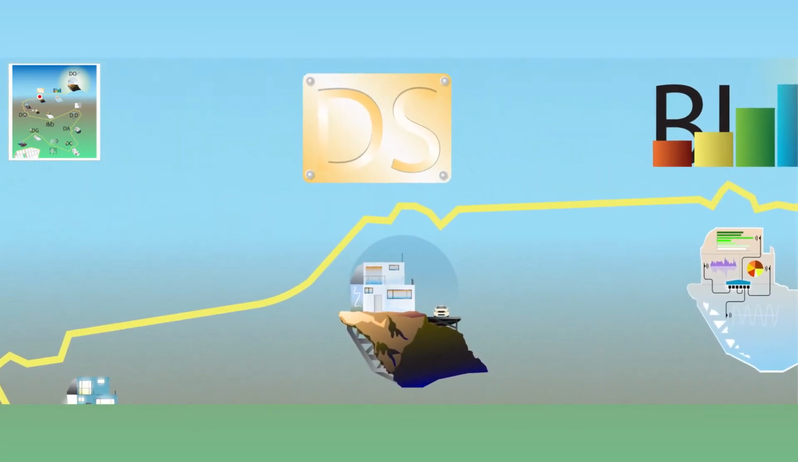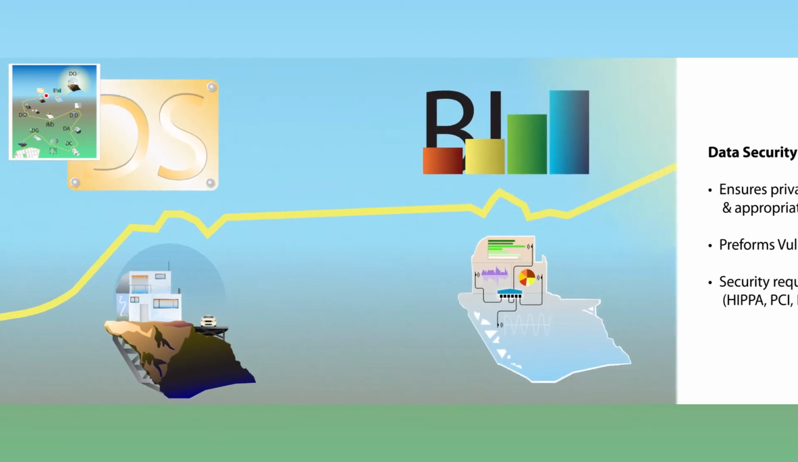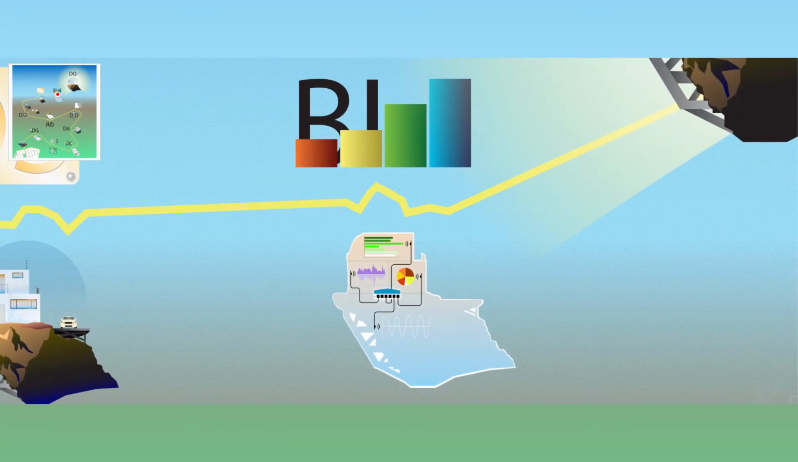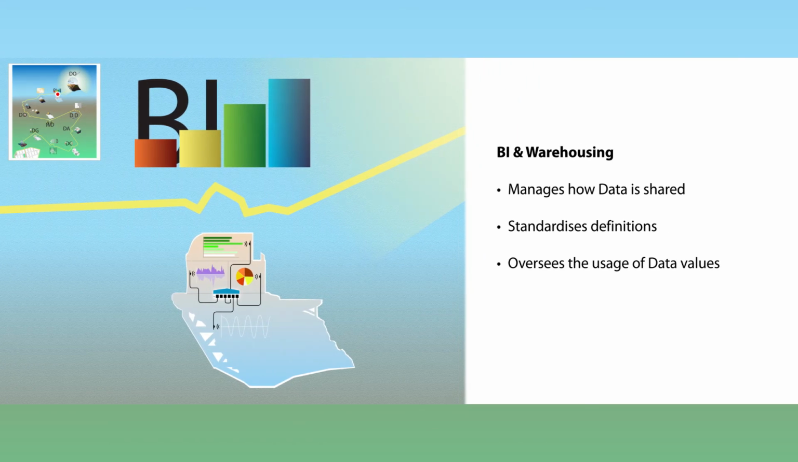Data security. It is vital that data remains secure. Access must be restricted to people who have authorization to use it. Data warehousing and business intelligence. The architecture of the data warehouse needs to be designed, implemented, tuned, monitored, and supported. The using data steward is responsible for ensuring the correct data is available for the BI reports.